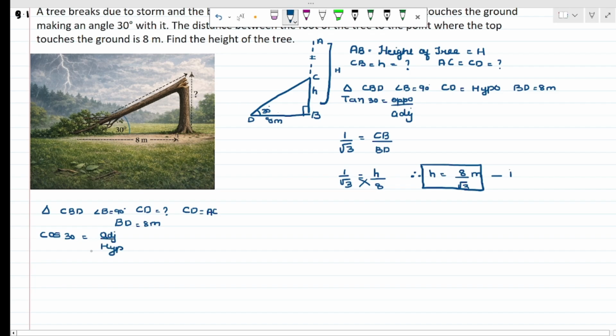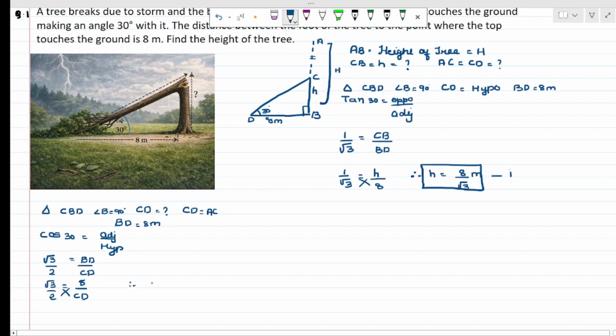So what is my cos 30? We learned earlier that my cos 30 is root 3 upon 2, which will be equal to, what is my adjacent? My adjacent is BD upon CD. So under root 3 upon 2 will be equal to, what is my BD? So my BD is 8 meters. So write over here 8 upon, what is my CD? We don't know. So write CD and cross multiply them.